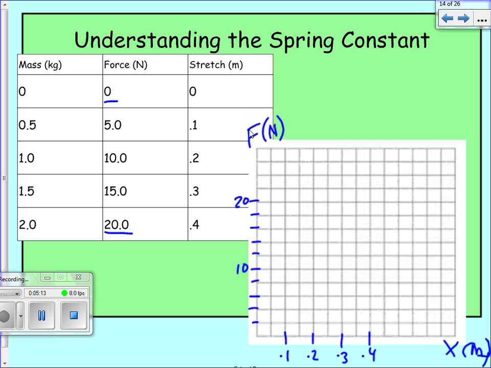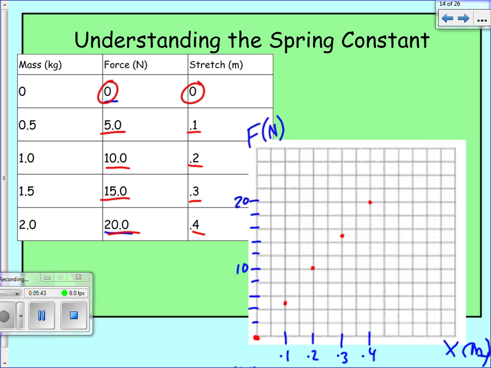My first data point is going to be 0, 0, so that'll be right here. My second data point is 0.1 in the x and 5 in the y. So 0.1 and 5 puts us right around here. The next one is 0.2 and 10. Then 0.3 and 15, which is about right here. And then finally 0.4 and 20.